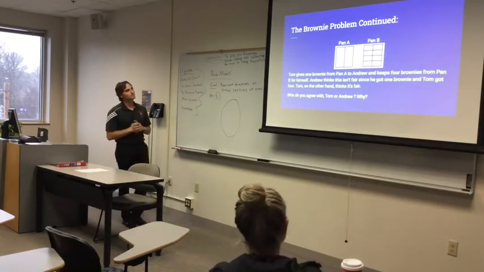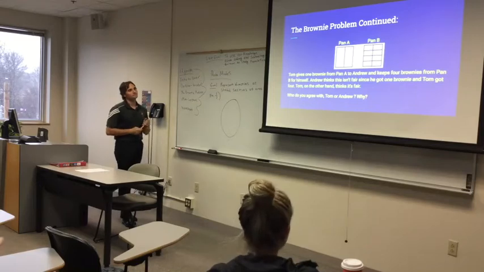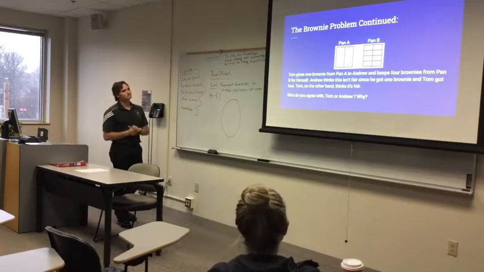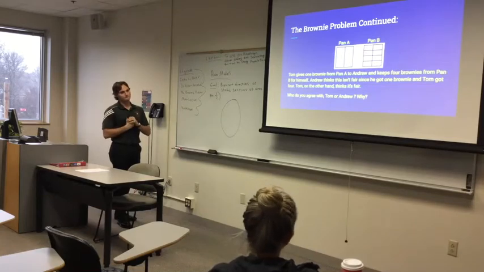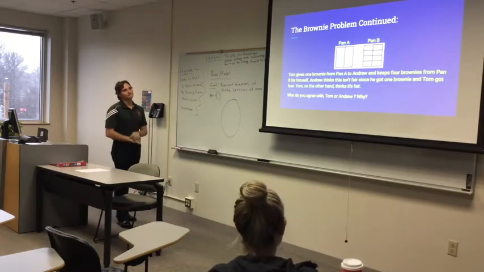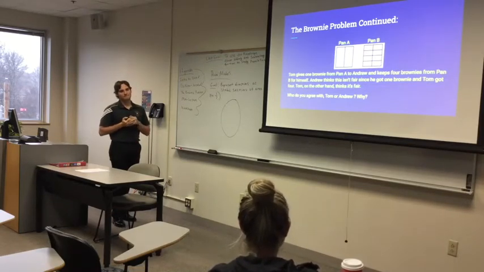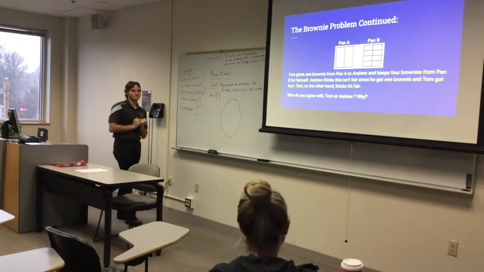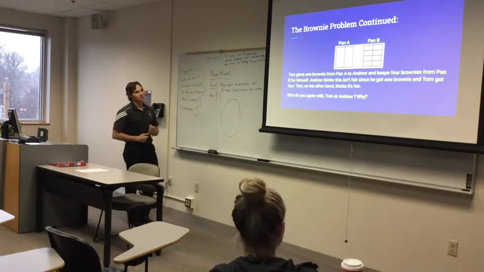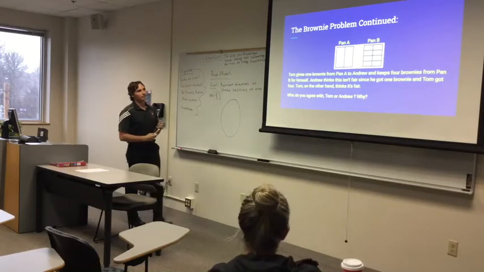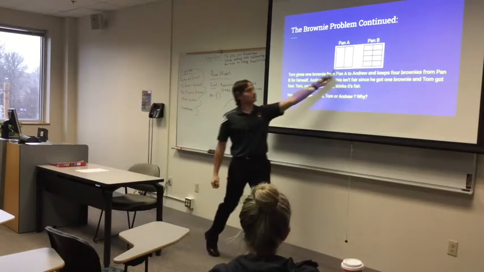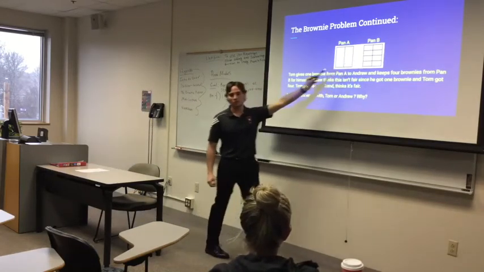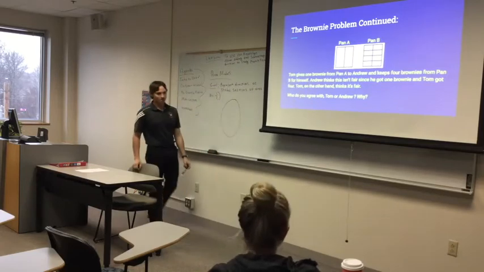Jonah and I think that Tom is right because 1/2 of the pan, 1 brownie from pan A, is the same as 4 out of 8 brownies from pan B, which also equals 1/2. So they got the same amount. So it's fair. So you're saying that the area, or the number of brownies here in terms of area, is going to be equivalent to the 1 brownie we have here. Yes. Okay, perfect. I like that.